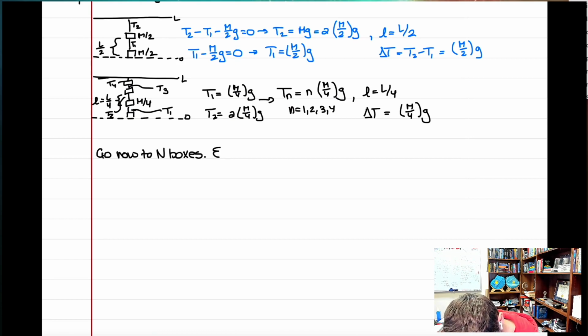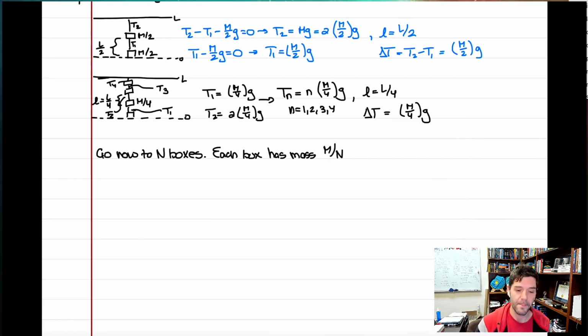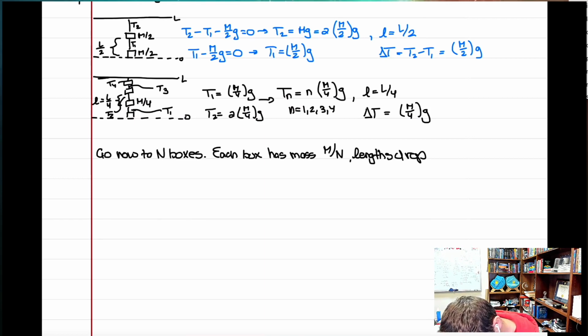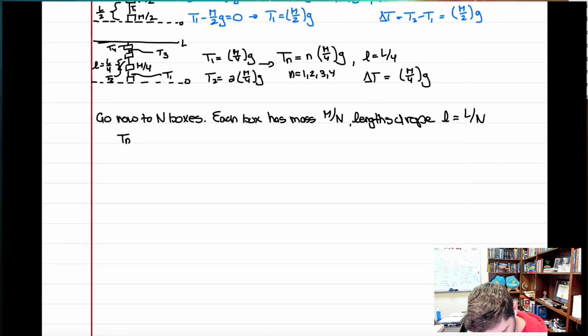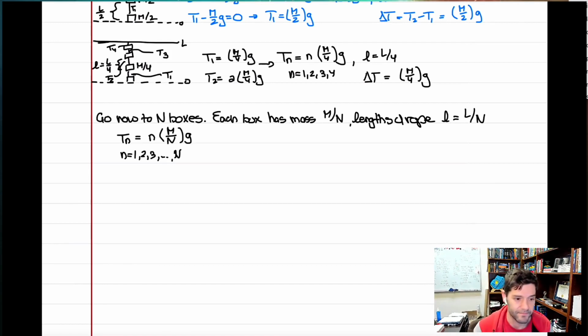So in this case, each box has mass, in this case, big M divided by big N. Each box now has whatever mass that is. The lengths of rope, L becomes big L divided by N in that case. As well as I can say that the tension in string n, where again n is 1, 2, 3, all the way up to capital N, is then going to be little n big M over big N times g.